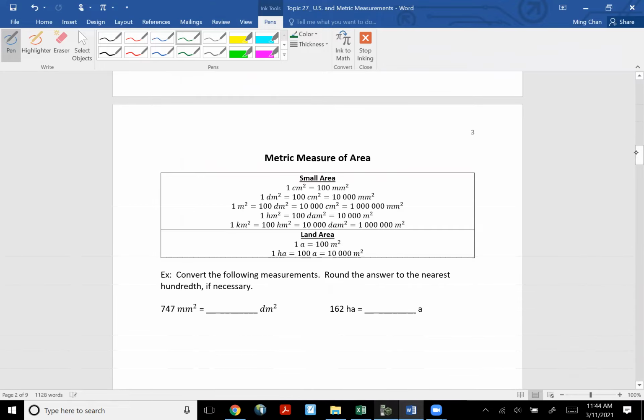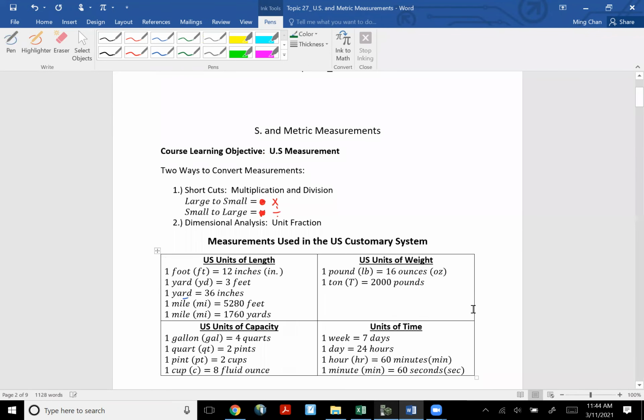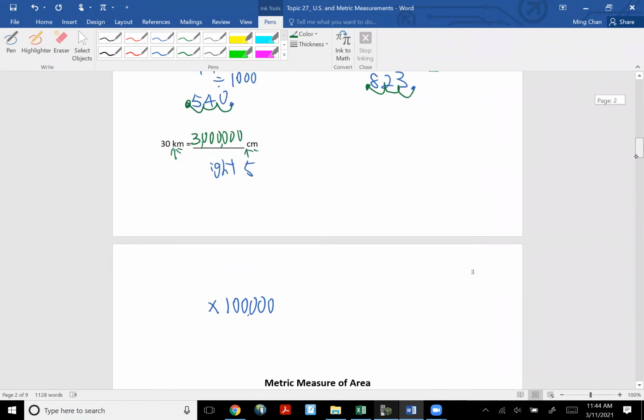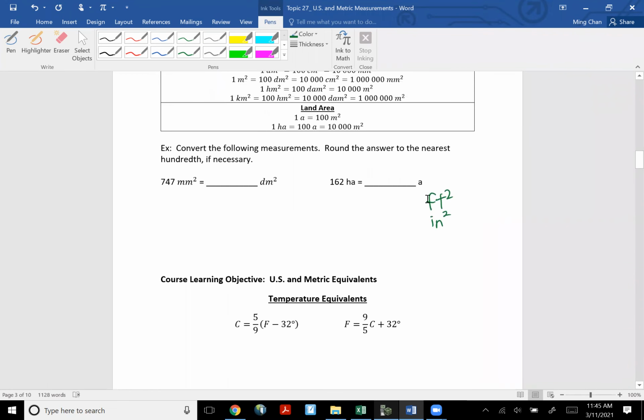All right. Now these problems are metric measurement of areas. You probably do not know much about metric measurement of areas. So when we're dealing with area, such as square feet, square inch, square centimeter, every time you say the word square in some units, the square is telling you that you're dealing with area.